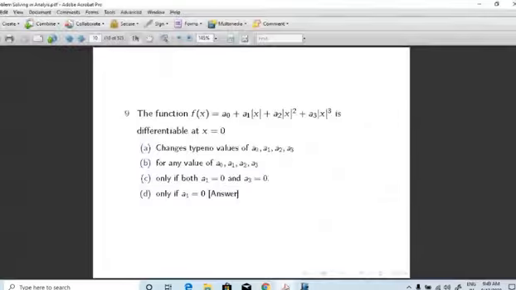Now look at the ninth problem. Look at the function f of x equal to a0 plus a1 times mod x plus a2 times mod x square and a3 times mod x cube. It is differentiable at x equal to 0 only when, so for what values of a1, a2, a3 is the function differentiable at x equal to 0?